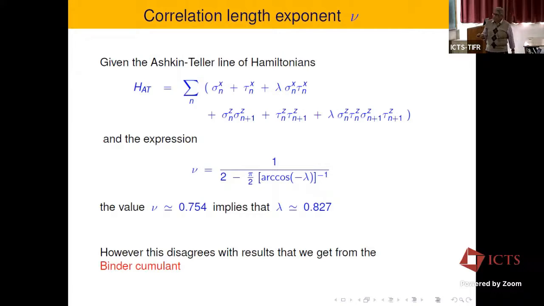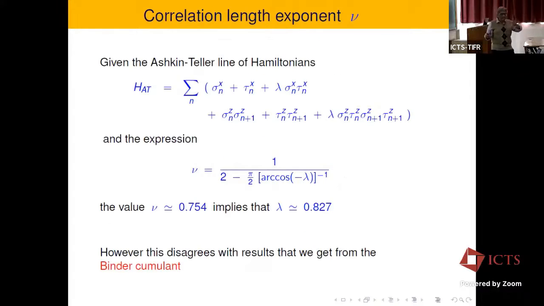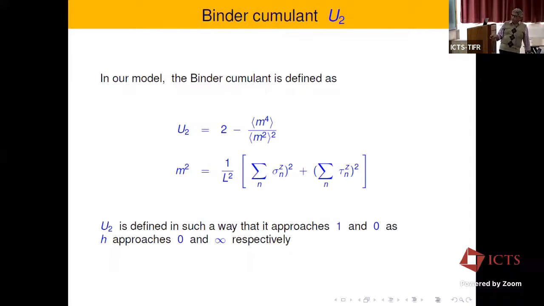Okay, so we looked at another quantity called the Binder cumulant, which is the following object. You take this m squared. Let me clarify: this is now described in terms of this new Hamiltonian. So we are leaving aside the 3-spin Hamiltonian for the time being and just looking at this Ashkin-Teller line. There's a sigma variable and a tau variable. Again, we define an order parameter which is symmetric between sigma and tau: sigma squared plus tau squared, divided by L squared. That's the definition of m squared.